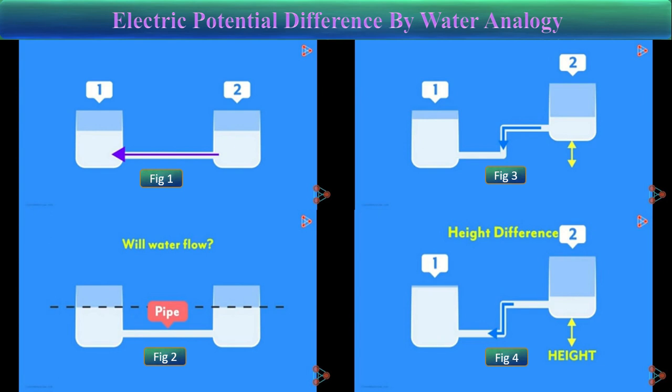The solution is, you can see in figure 3, you can raise one of the beakers for the flow of water from one beaker to another. What you actually did here: when you raise the height of beaker 2, a pressure will be there in beaker 2. Because of that pressure difference, the water will flow from beaker 2 to beaker 1.